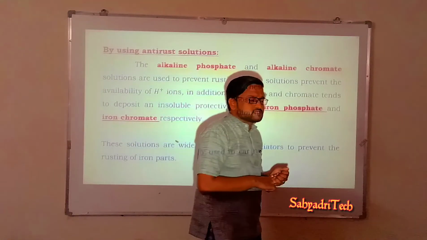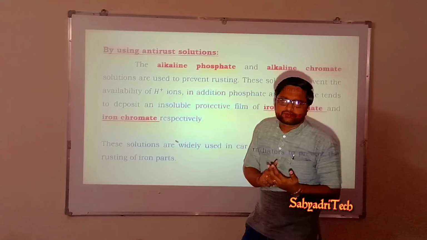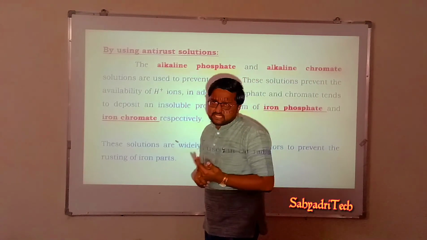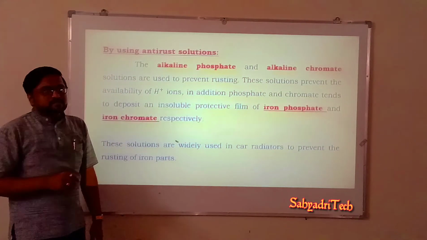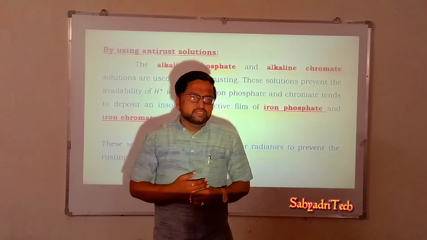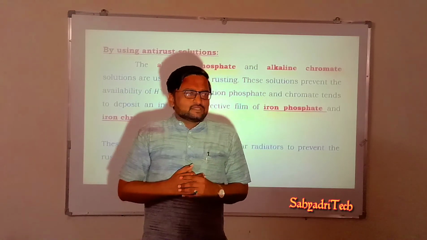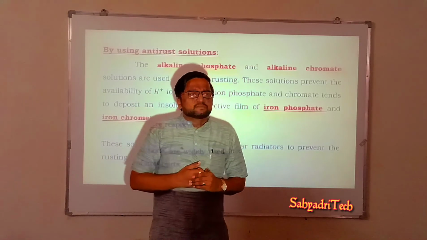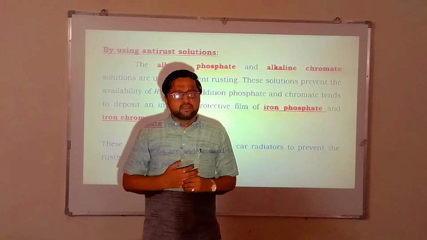So by three methods we can prevent the corrosion, particularly rusting of iron. First one, barrier protection. Second one, sacrificial protection, and the third one by using anti-rust solutions. Well, I hope you got the concept. So with this, I am going to conclude the chapter, and in the next session we will discuss some other concept of chemistry.